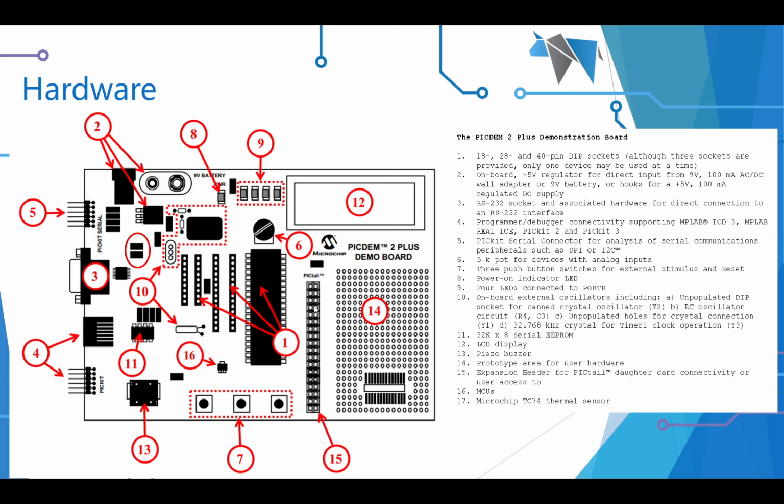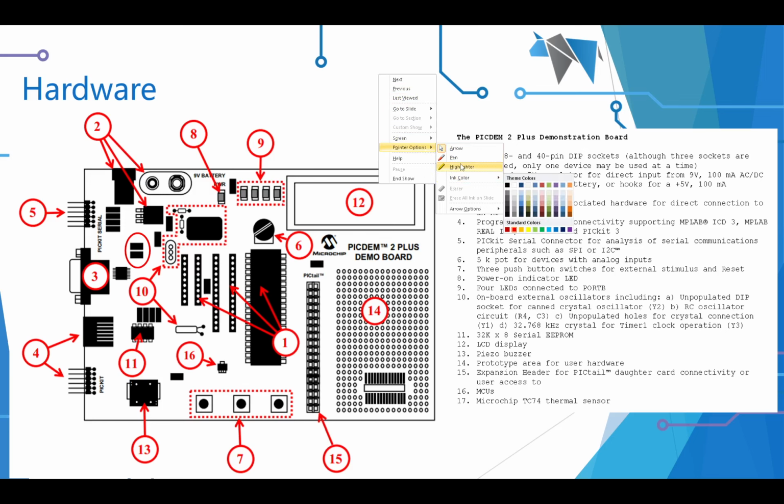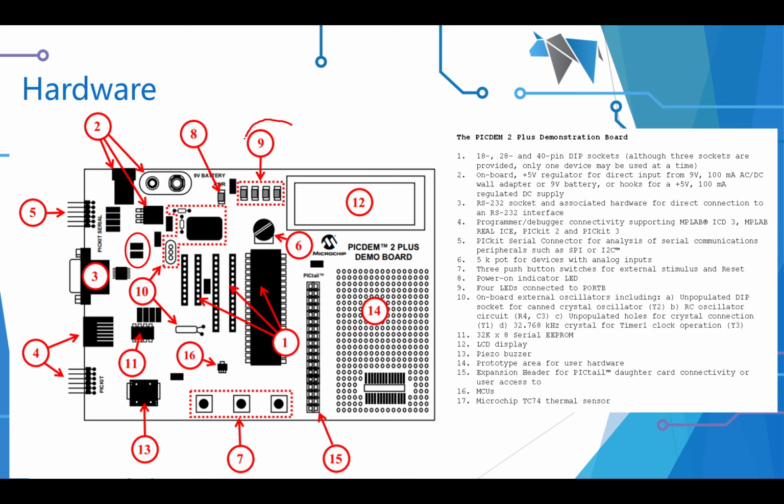This is the board I'm using. It's actually a PIC-dem2 board, a demonstration board. I'll just draw what we're going to be using. Pointer options, pin. We're going to be using number 9, which is the 4 LEDs. Or can we? I don't think we can. I'll do some stuff on the LEDs, but I can't do an awful lot.